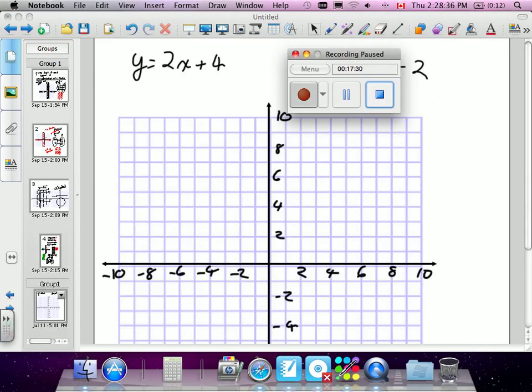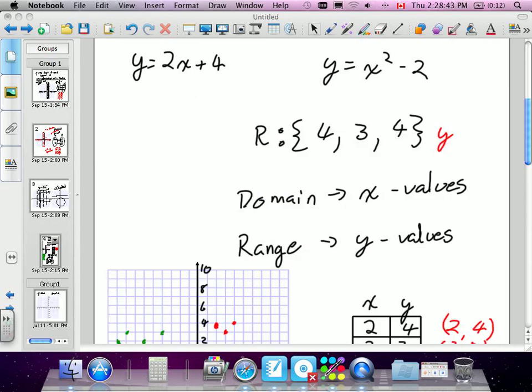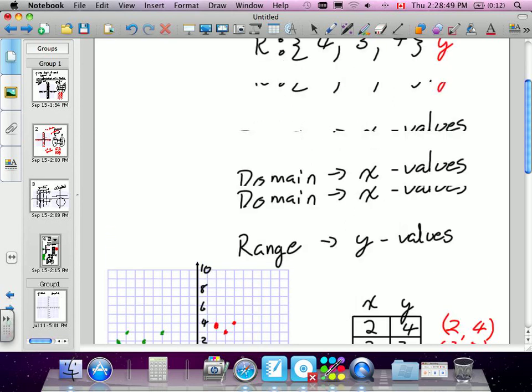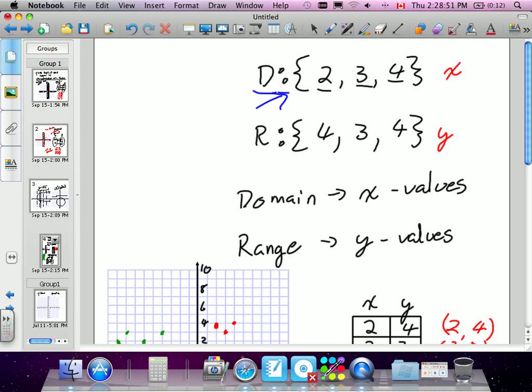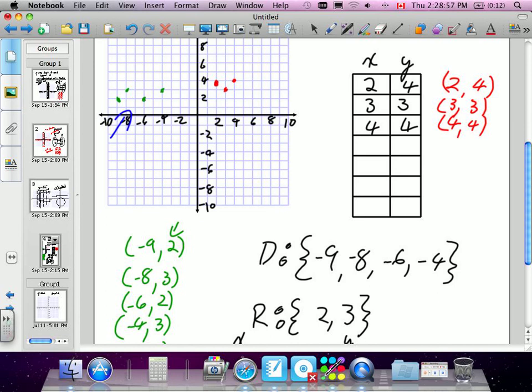So, the last thing we're going to talk about is finding domain and range of a continuous function. On the page before, we were doing domain and range of specific points, okay? So we would just represent it like that. D, semicolon, 2, 3, and 4. We would just write the numbers in, just like we did with the green points here. But that's if we're talking about specific points only.